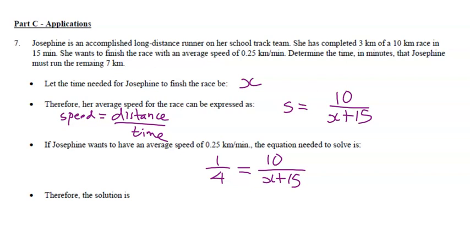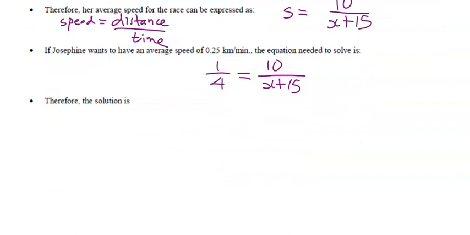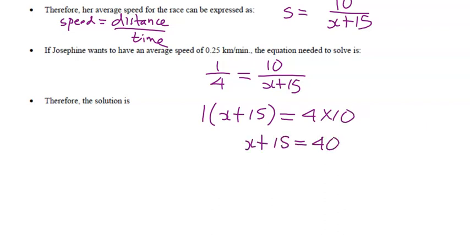And, therefore, the solution is, so now we have to solve this. How do we solve such a thing? Cross multiply, I hear. You may not have said it, but we only have a couple minutes left. So we cross multiply. So 1 times x plus 15 is equal to 4 times 10. x plus 15 is equal to 40. And x is 25. Don't worry, solving rational equations, which is what we just did, is the last thing we do. But this is just showing you an example, right?